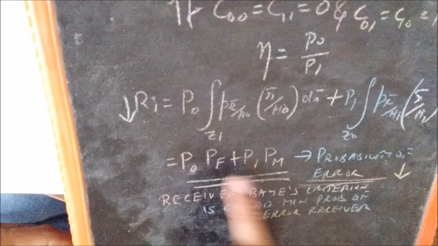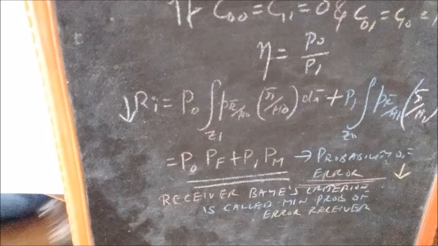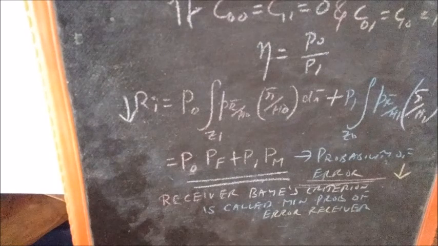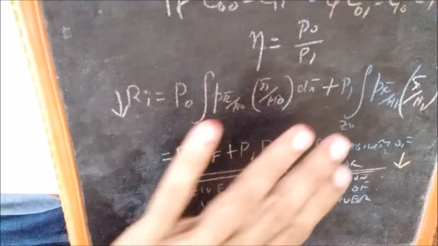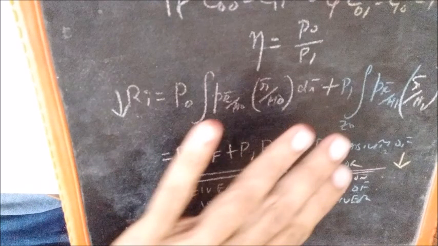But we have to keep in mind that a minimum probability of error receiver can be designed only if we have knowledge of the probability of occurrence of the hypotheses. Otherwise, we will not be able to identify which is optimum here.